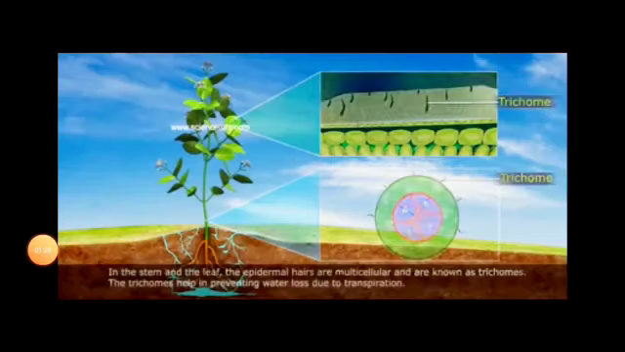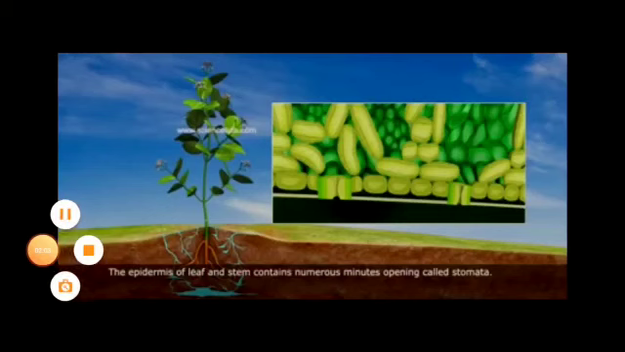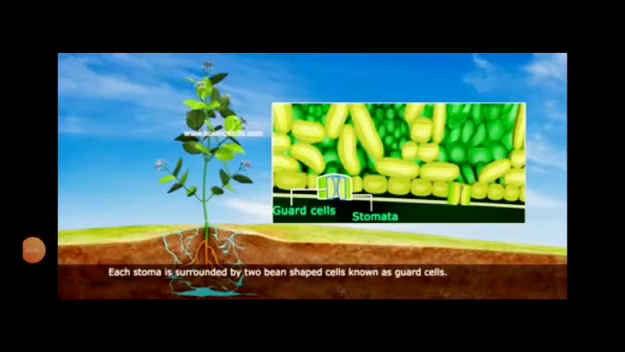In the stem and the leaf, the epidermal hairs are multicellular and are known as trichomes. Here you can see the structures of trichomes which are present on the leaf surfaces. So the trichomes help in preventing water loss due to transpiration. The epidermis of the leaf and the stem contains numerous minute openings called stomata, and each stoma is surrounded by two bean-shaped cells known as guard cells.